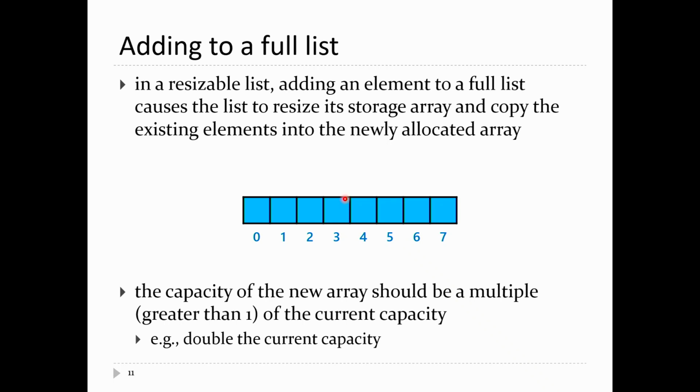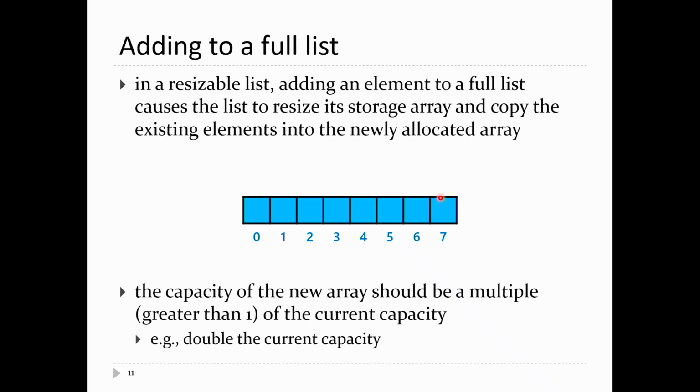Okay, so what happens when you add to a full list? Here's a full list. I want this list to be dynamically resizable. So when I call some function that adds an element, the list automatically expands so that I can add more elements. So what does that mean? Well, it means I have to increase the capacity of the array. It doesn't mean I just have to increase the capacity of the array. I have to increase the capacity and then copy over all of the elements.